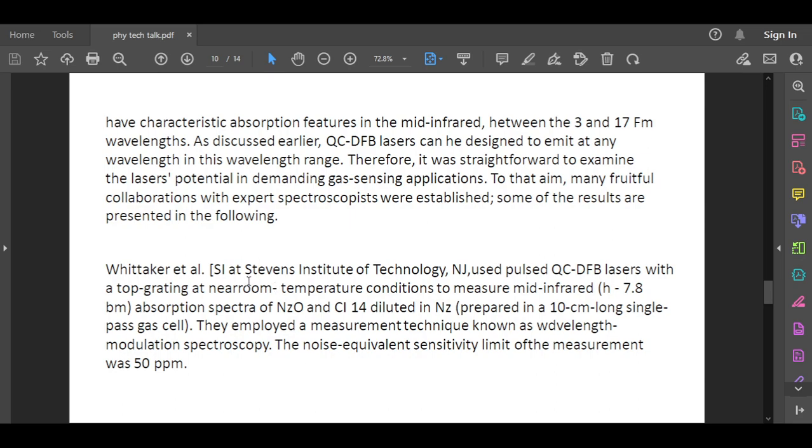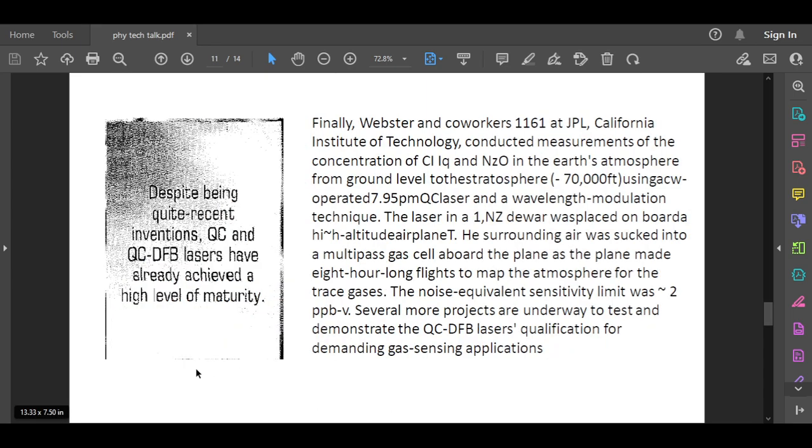Whittaker et al. from Stevens Institute of Technology, New Jersey, used pulsed QC-DFB lasers with a top grating at near-room temperature conditions to measure the mid-infrared absorption spectra of N2O and CH4 diluted in N2. This employed a measurement technique known as wavelength modulation spectroscopy. The noise equivalent sensitivity limit of the measurement was 50 ppm.